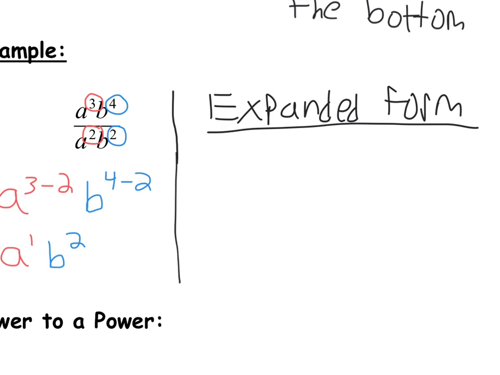Sorry about that. I think I accidentally hit a button. Okay, so we're going to rewrite this. A to the third power, b to the fourth, over a to the second, b to the second.